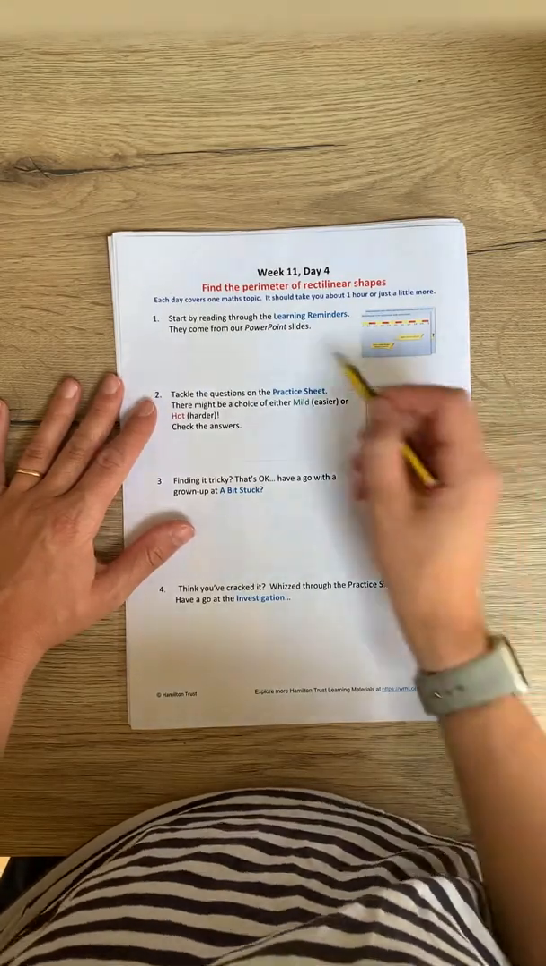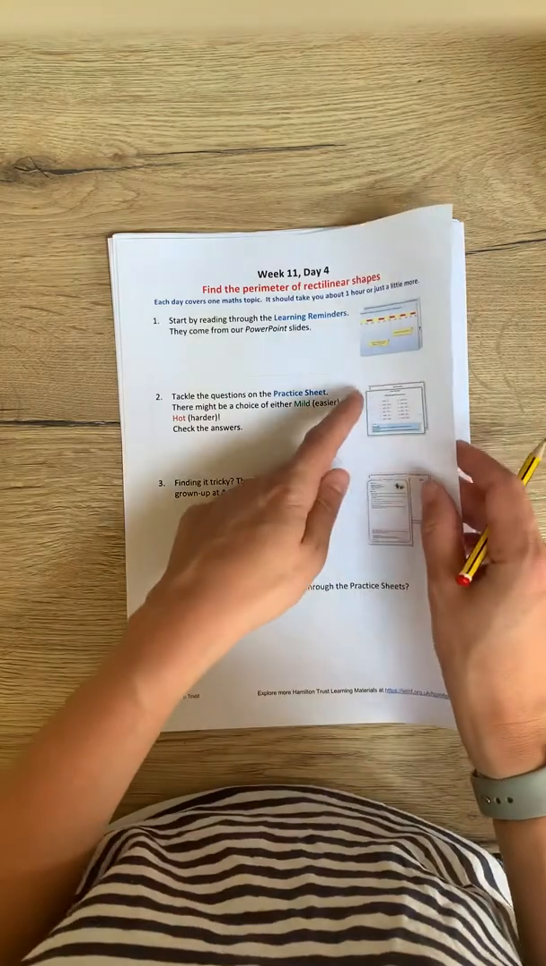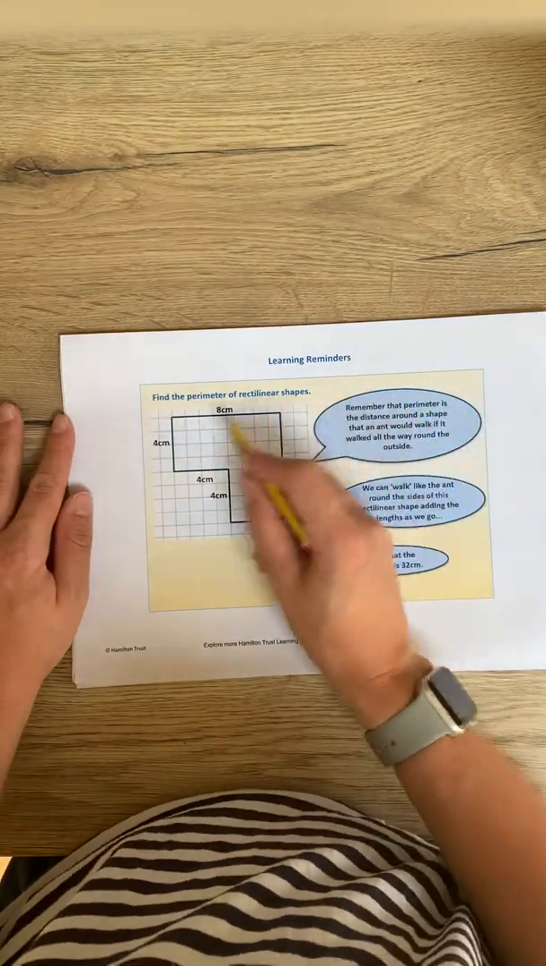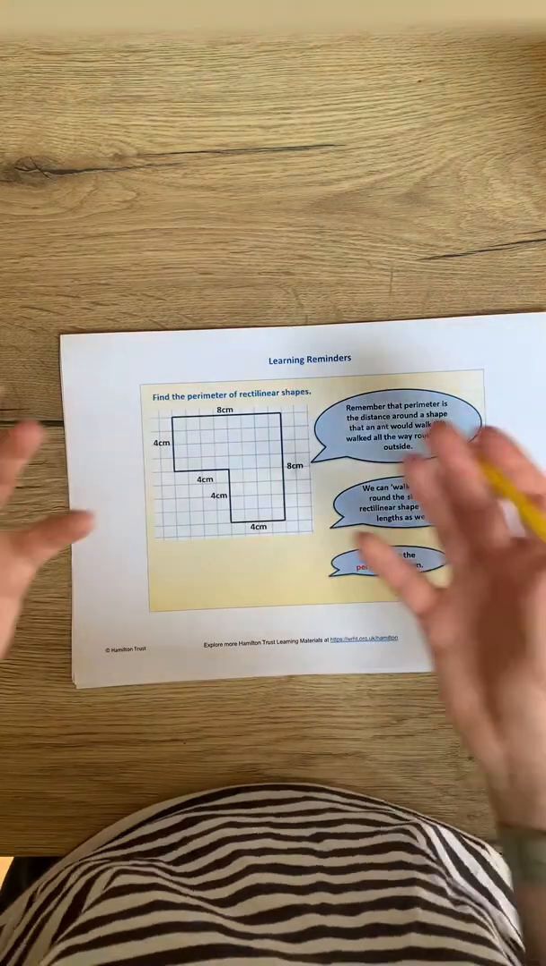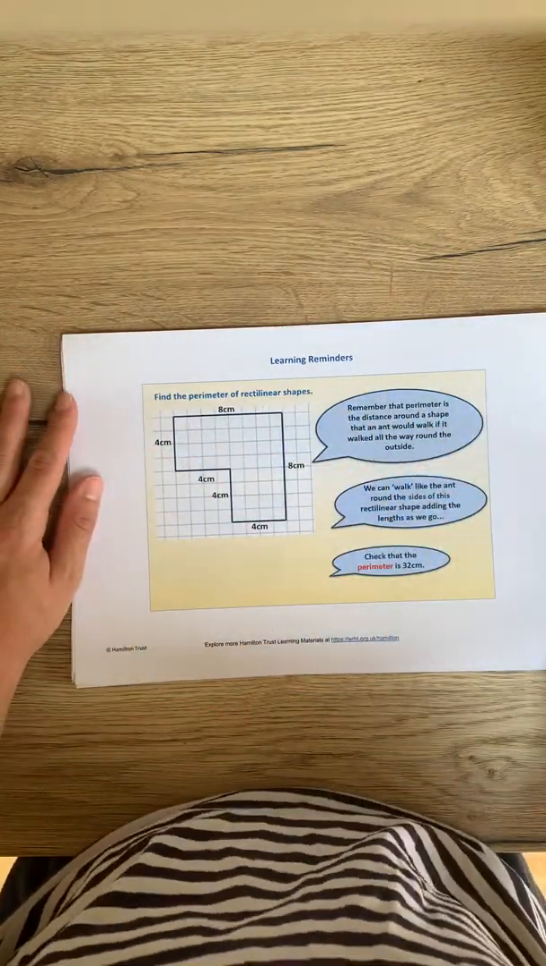And we are going to be looking at finding the perimeter of rectilinear shapes. So yesterday we were looking at finding the perimeter of rectangles, and today it's find the perimeter of rectilinear shapes, which look like this. So basically any shape that is made up from two or more rectangles.